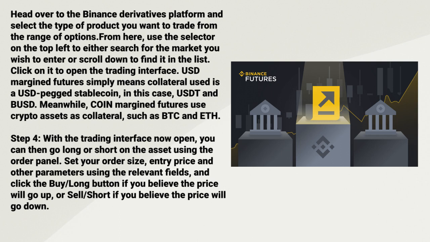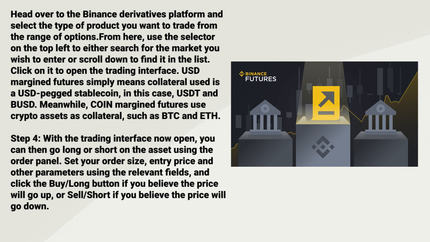USD margin futures simply means the collateral used is a USD-pegged stablecoin, in this case USDT and BUSD. Meanwhile, coin margin futures use crypto assets as collateral, such as BTC and ETH.